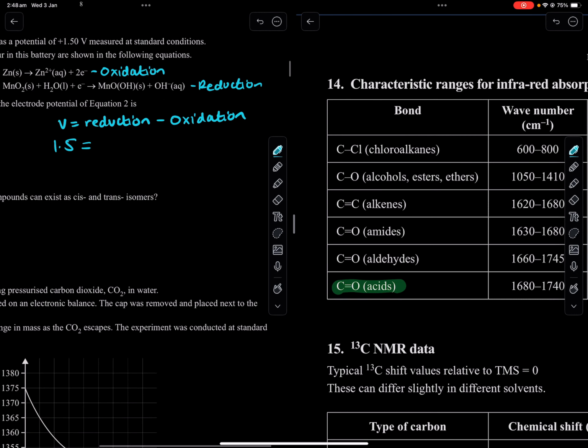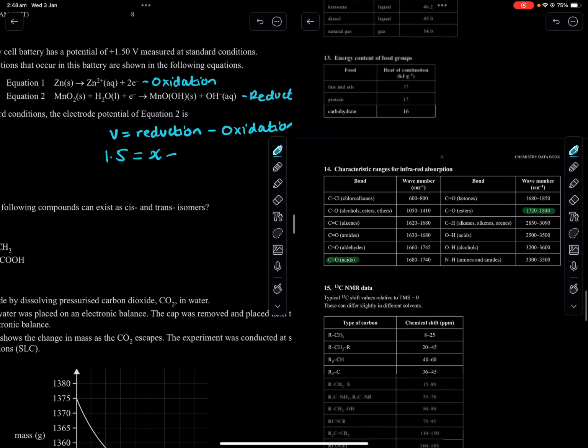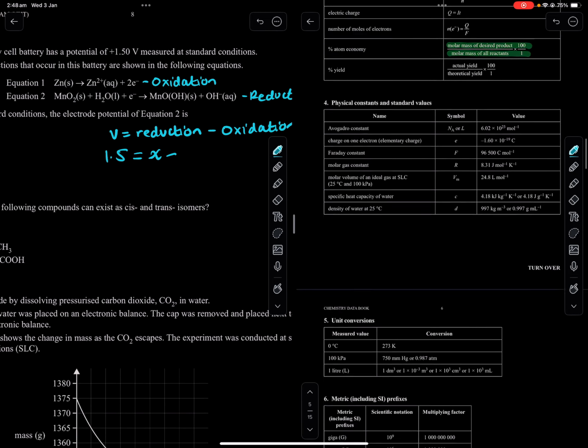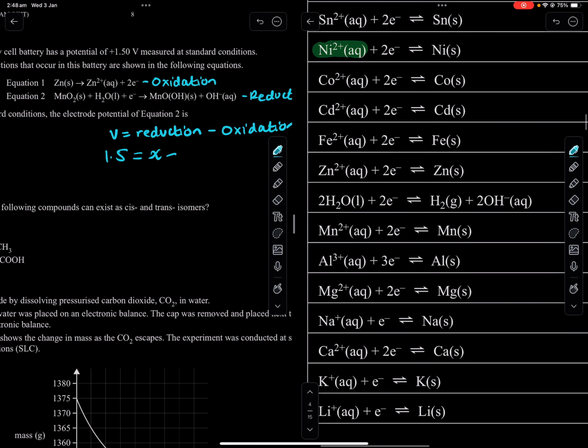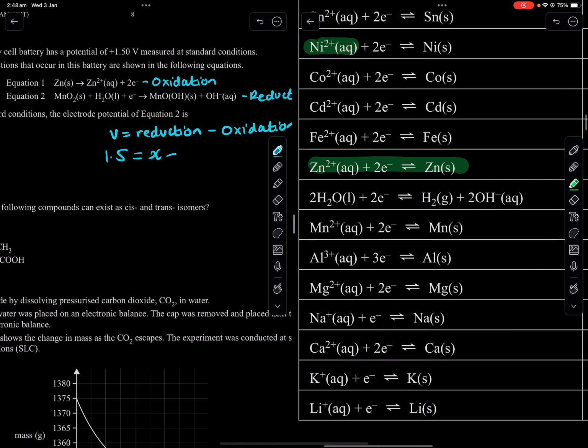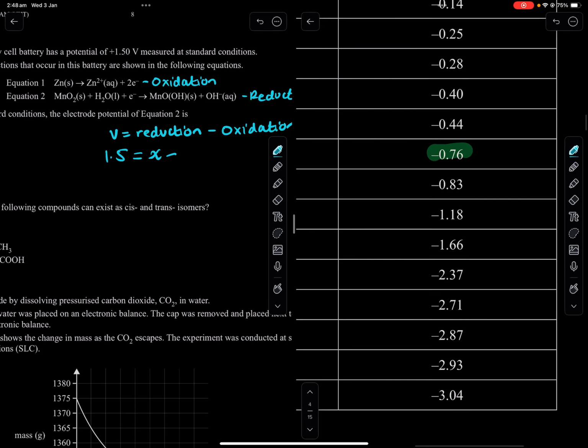So we can write 1.5 here, which is equal to reduction. Well, in this case, this is our reduction, which we don't know. We'll call it X actually. Minus your oxidation, which is zinc. So what is zinc? Let's look at zinc. There we go. Zinc is over here, which has a number of negative 0.76.